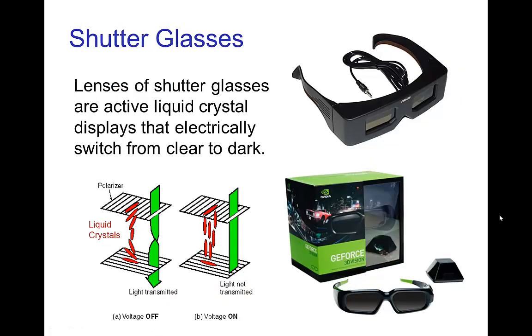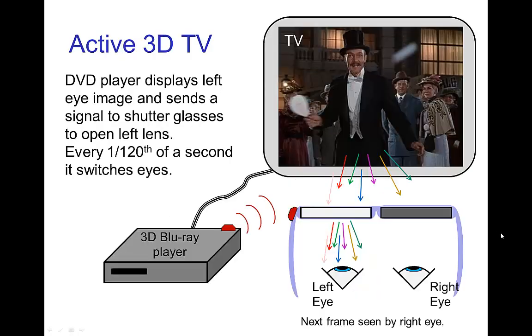Yet another system which does not really use polarization directly is shutter glasses. These shutter glasses actively open and close using an active liquid crystal display, which is in the glasses themselves. You can use a conventional TV with this. You have a 3D player that puts up an image and sends a signal simultaneously telling the glasses which eye should be open for that image. And then the next frame, the next eye opens up, and so forth.